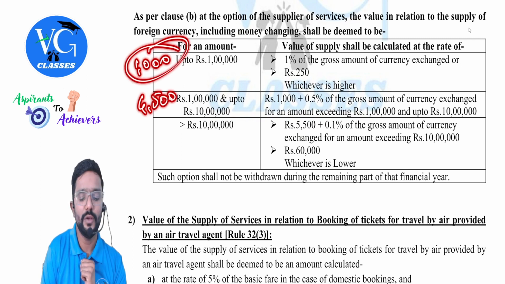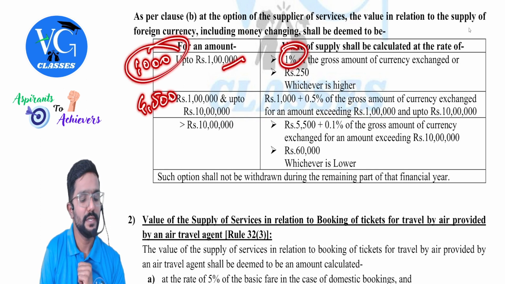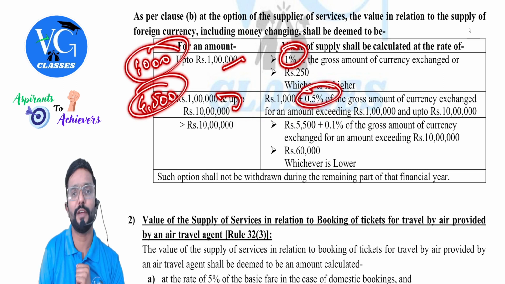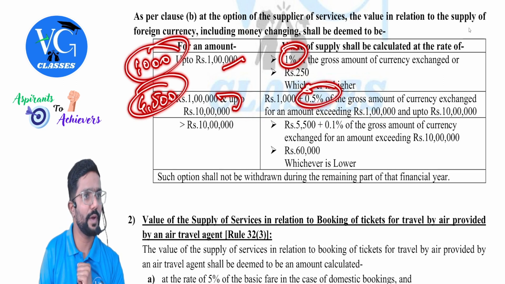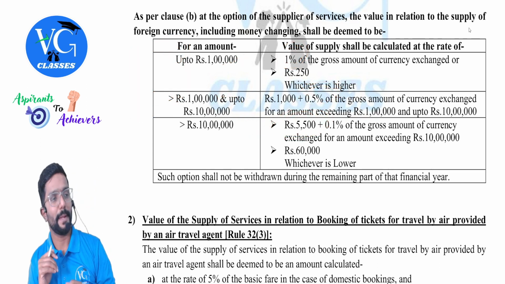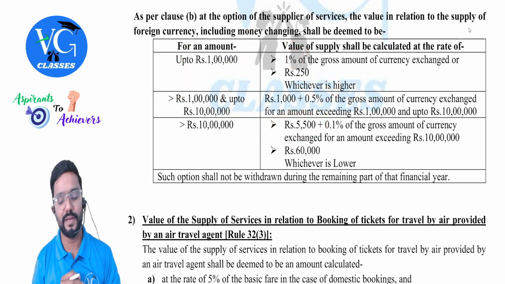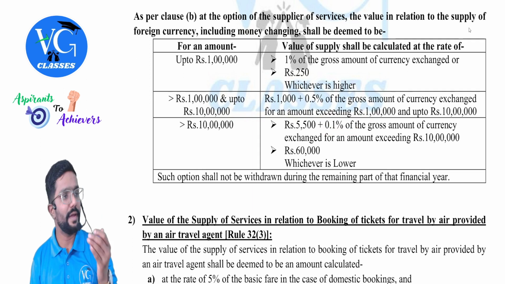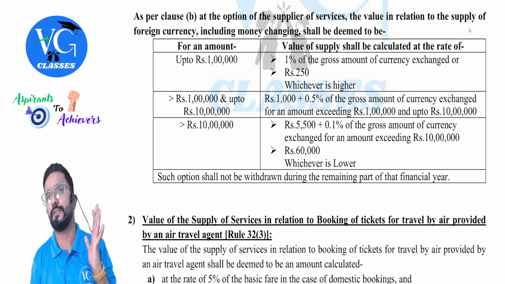How did I get 1,000? 1 lakh into 1%. How did I get 4,500? Sir, the difference between 10 lakh and 1 lakh is 9 lakh. On 9 lakh, 0.5%. If I add up both, 5,500. For more than 10 lakh, whatever is there on that, it is 0.1% of the gross amount of currency exchange, or 60,000, whichever is lower.